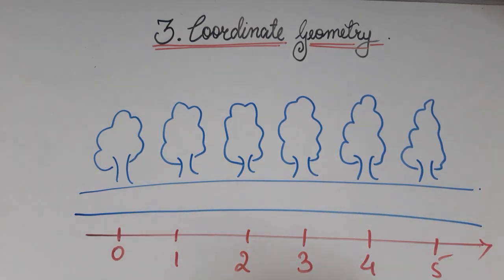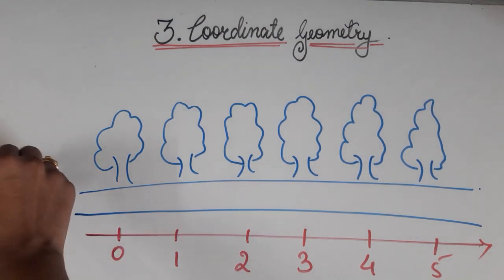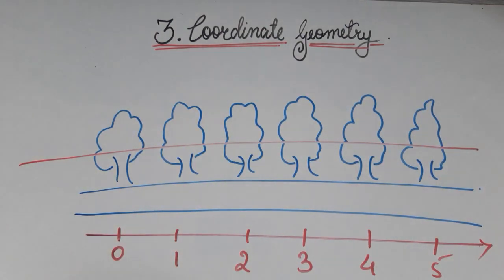This is your number line. Since you are dealing with one dimension, that is a line, the trees are in a single line, one dimension. A line has only one dimension, that is length. So you are dealing with a line, so the number line is enough. When you are dealing with one dimension, the number line is enough. Now we chose the first tree as origin.